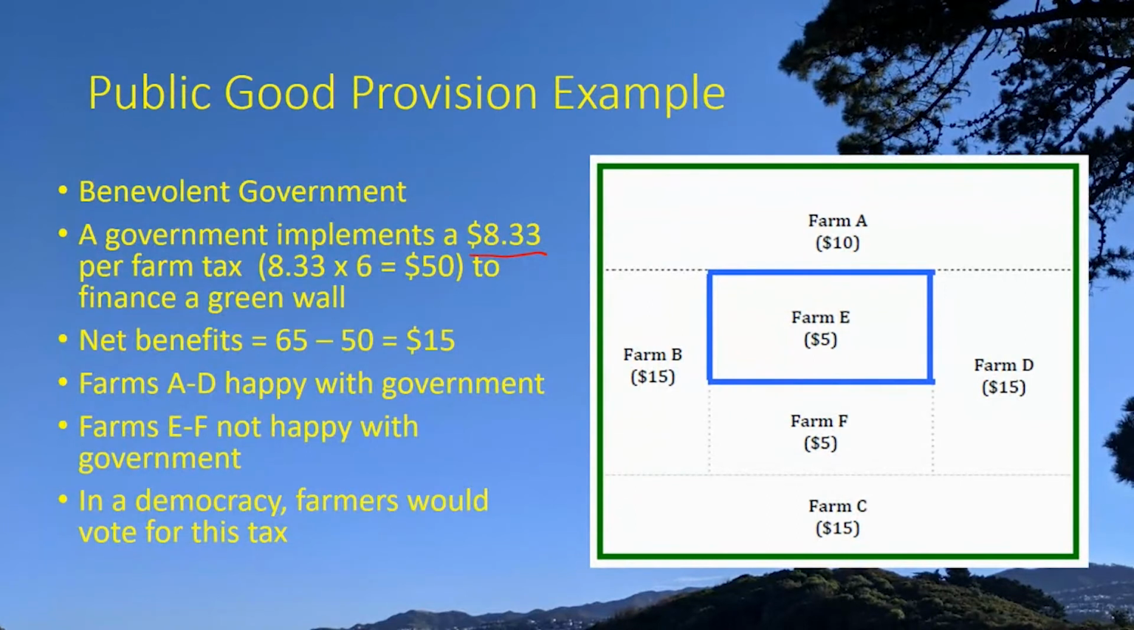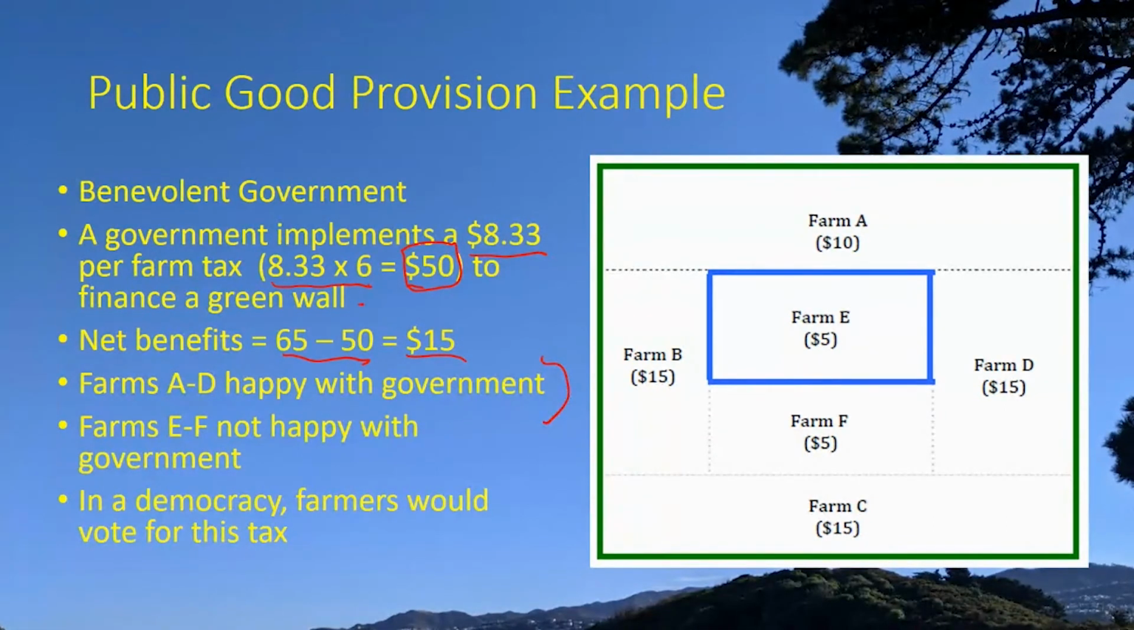That means every farm should contribute an equal amount. Let's assume they all are viewed as equal in some sense. So they charge them $8.33 each. 8.33 times 6 is going to be $50. That's just enough to finance the exterior wall around the community. What are the net benefits? Well, the benefits total $65 minus the $50 cost. It's going to give you net benefits of $15. It's an economically efficient outcome. The wall gets built.